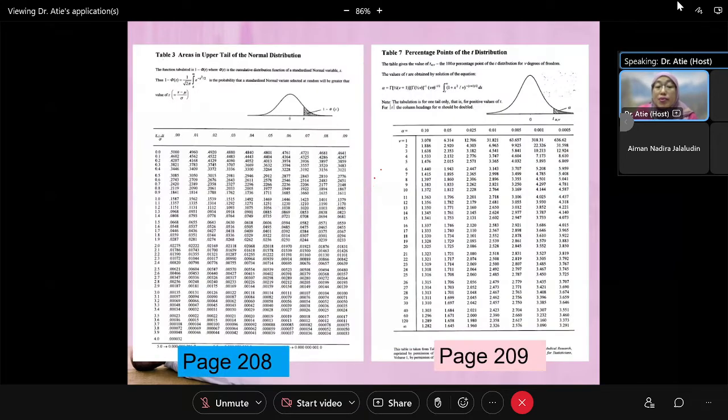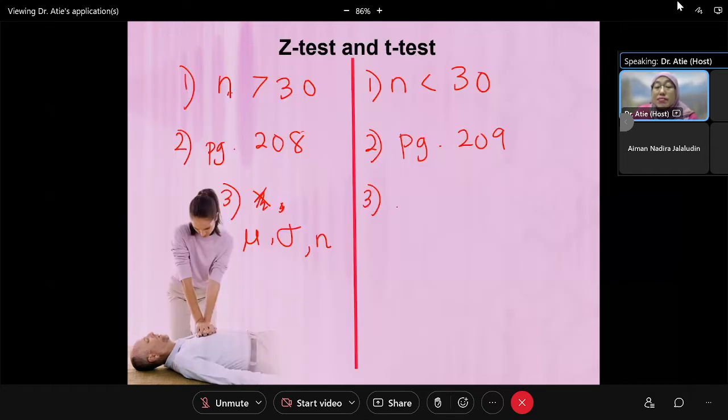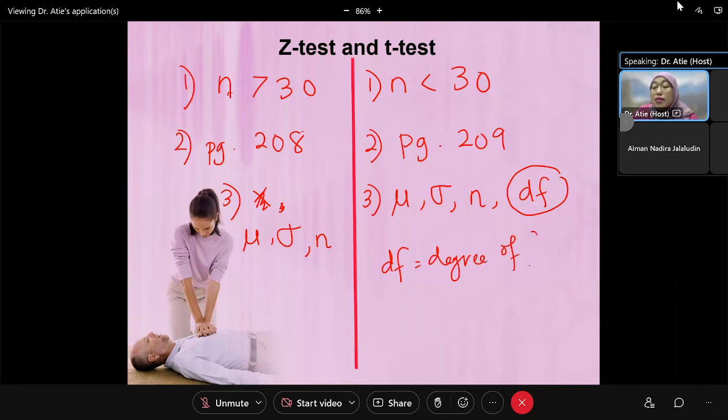So we need the mean, the standard deviation, and there's a new one here which is called df. What df actually is, is degree of freedom. So how can we calculate the degree of freedom? It is actually n minus 1. So that's the difference between the z-test and the t-test. We need one more piece of information, which is called df, or degree of freedom.